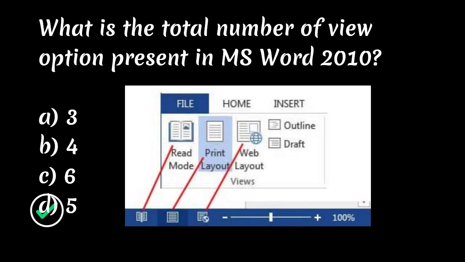Question 46. What is the total number of view option present in MS Word 2010? A. 3. B. 4. C. 6. D. 5. Answer D. 5.